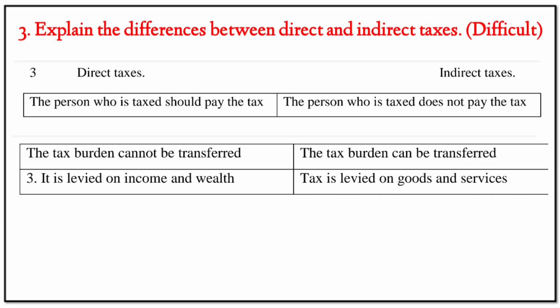Next, question number 3. Explain the differences between direct and indirect tax. Answer. Direct taxes: the person who is taxed should pay the tax. Indirect taxes: the person who is taxed does not pay the tax directly. In direct tax, the burden cannot be transferred. In indirect tax, the burden can be transferred. Direct tax is levied on income and wealth. Indirect tax is levied on goods and services.